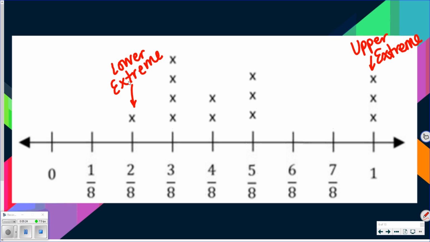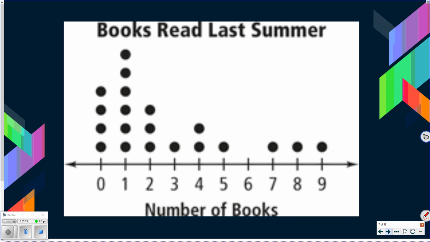Where would the peak or the mode be in this data? In this one, the mode or the peak would be 3/8 because 3/8 has more X's above it than any other value. Let's try again.